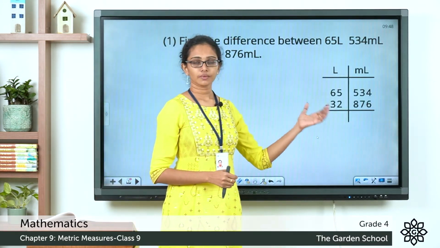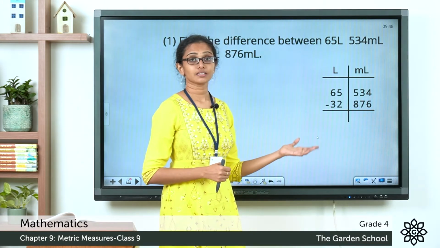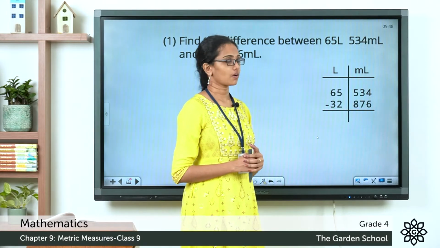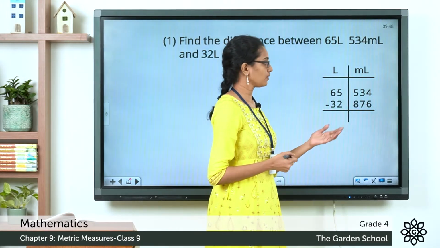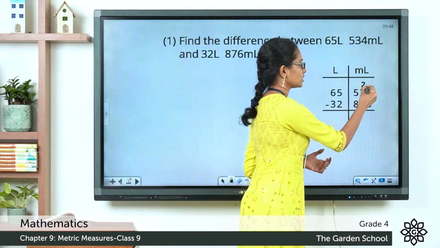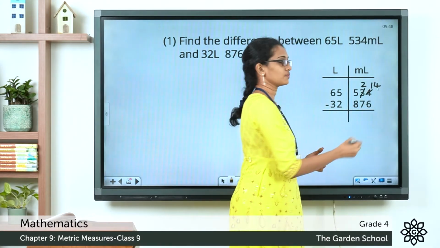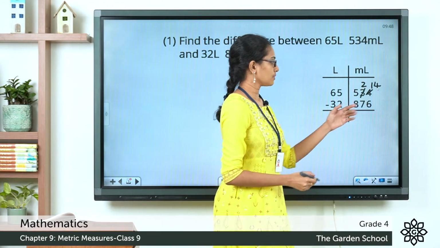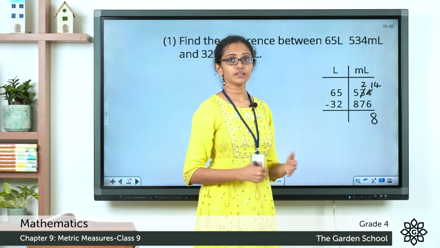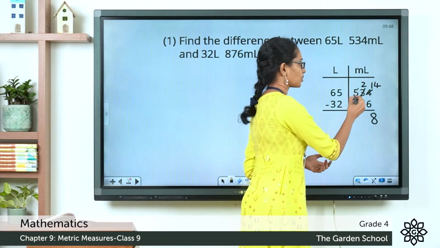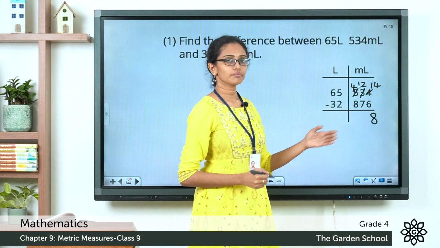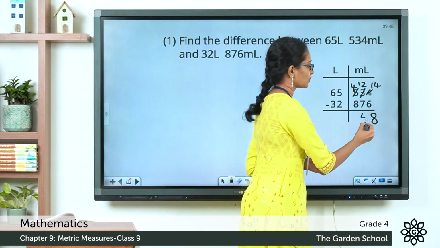So now that we have them in the proper columns of units, let's start subtracting the numbers from the milliliters column, the smaller units column. Here in this column we have 4 minus 6. We cannot do that. So let's borrow from the next place. So this becomes 2 and this becomes 14 here. Now 14 minus 6 is equal to 8. Now here it is 2 minus 7, which we cannot do. So let's borrow. So this becomes 4. This becomes 12. So now we have 12 minus 7, which is equal to 5.